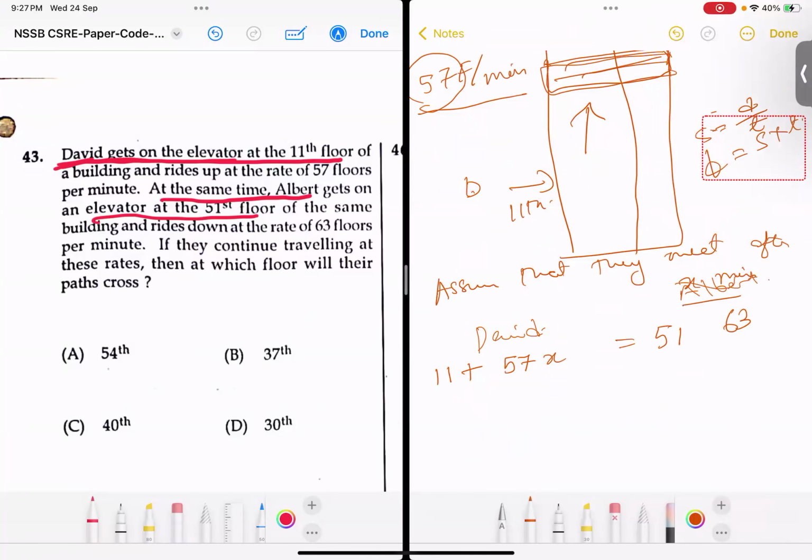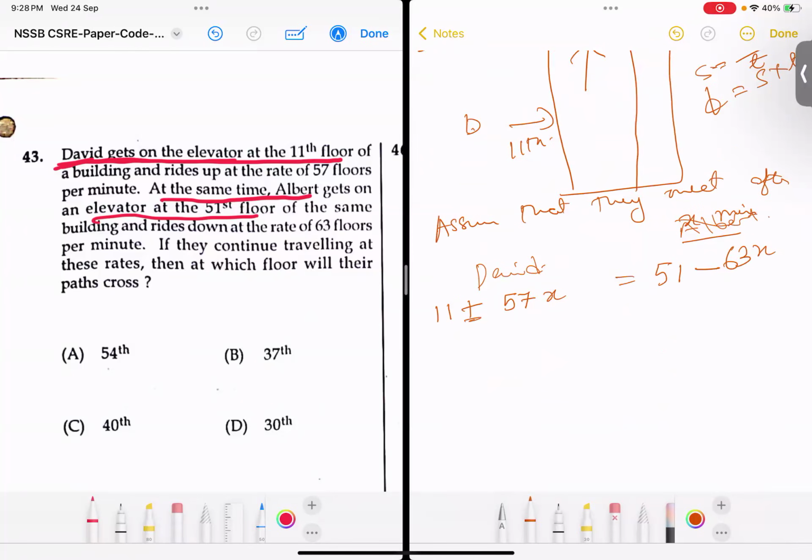And they're meeting after x minutes, right? Now here, when it comes to David, we are going to add, okay? Because he is going up, right? So we are going to add up their floors. On the other hand, when it comes to Albert, we are going to subtract. Why? Because after he entered the elevator, he is coming down, right? Which means the number of floors is decreasing, right?